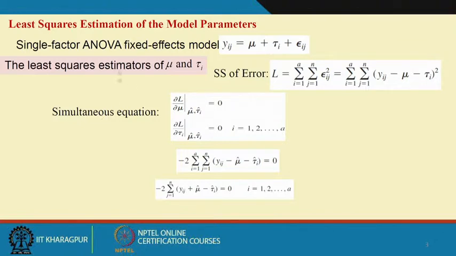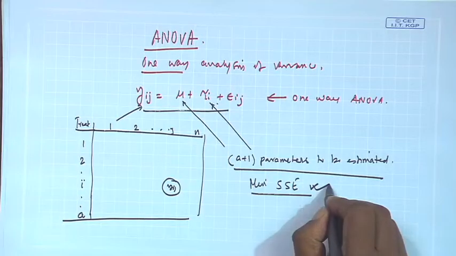Let us see this model. The fixed effect one way model is y_ij equals mu plus tau_i plus epsilon_ij. You require to estimate mu and tau_i. So, what is the procedure in the least square method? The least square procedure is you minimize the sum of squares of errors, SSE. You minimize SSE.